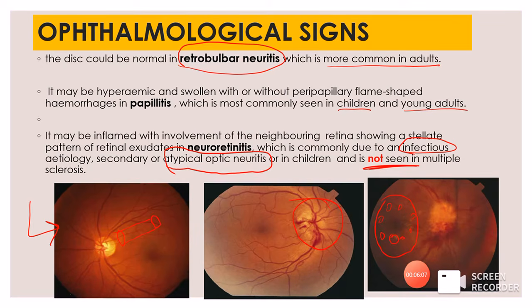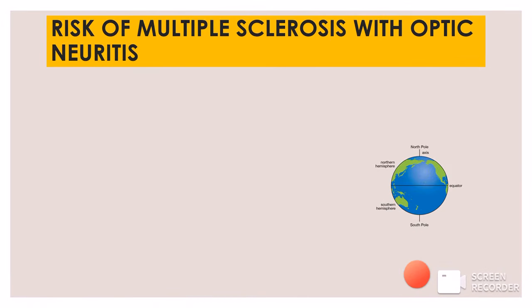So in multiple sclerosis, we can see papillitis, we can see retrobulbar neuritis. However, neuroretinitis is mostly seen in infectious etiology. So you might have observed that I keep mentioning multiple sclerosis with optic neuritis. There is a high risk of multiple sclerosis in patients who present with optic neuritis. So let us see how much that risk is.